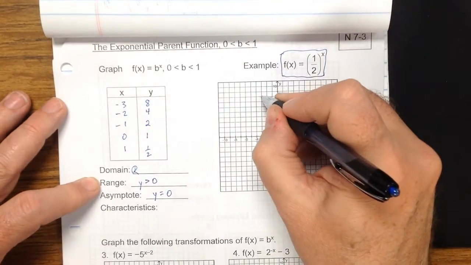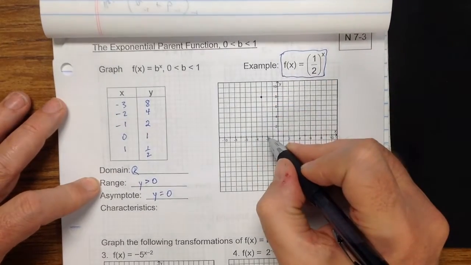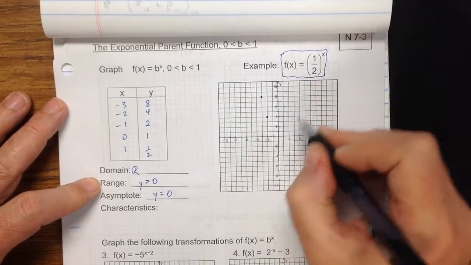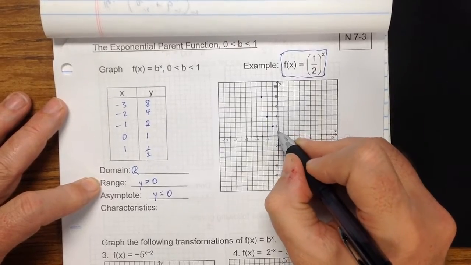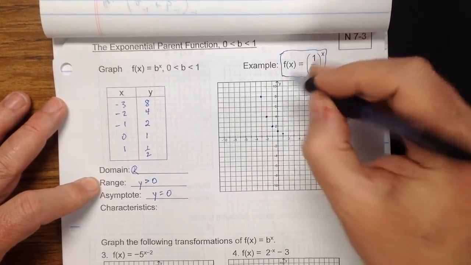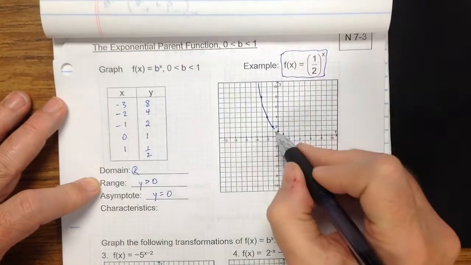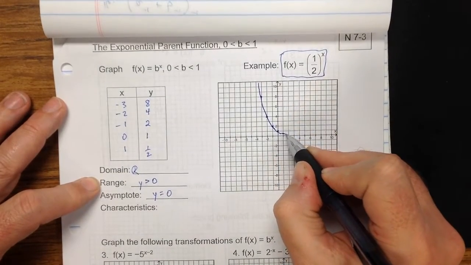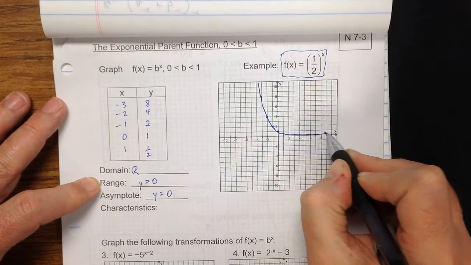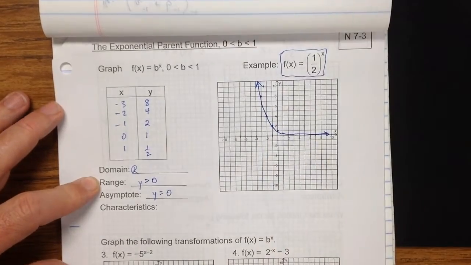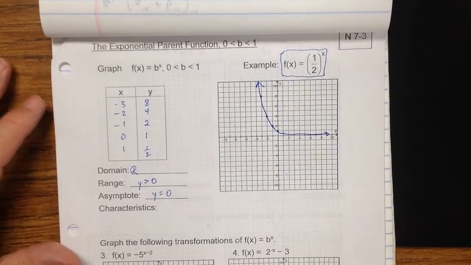At -3, I'm at 8. At -2, I'm at 4. -1, I'm at 2. 0, 1. 1, 1/2. And this is just going to follow that x-axis to the right.